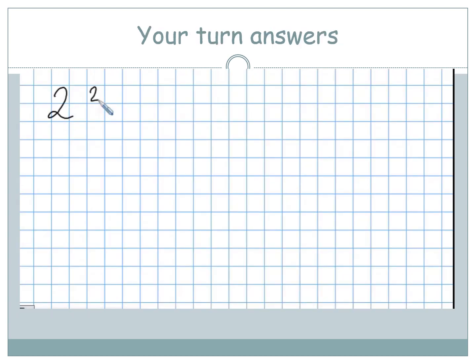So how did you get on with your turn answers? So 2 and then 2 over 5. So 5 is your denominator. You're doing a bar model of your 5s, and you're doing 2 whole bars, which will give you 10. And then you need to do 2 extra.